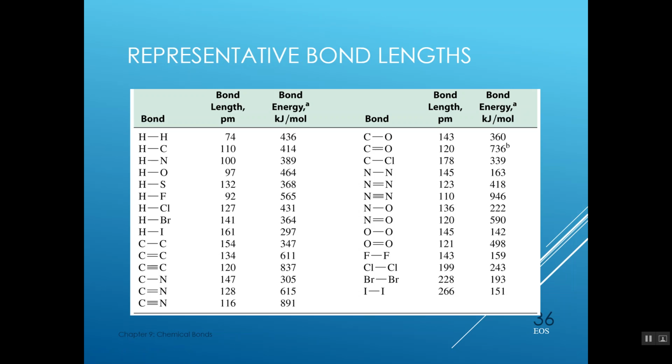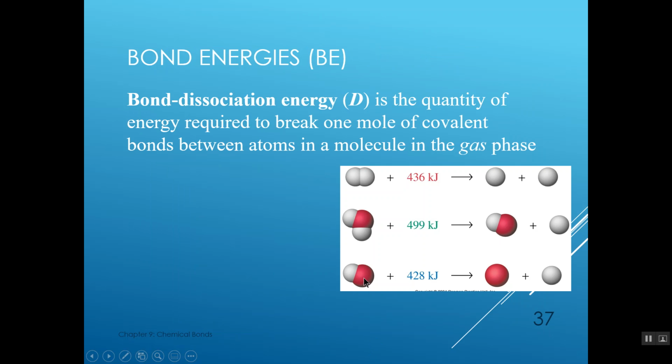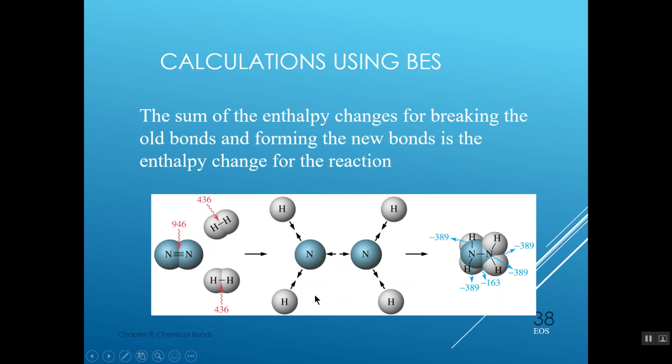Let me go back to the previous slide. That's how we get these bond dissociation energy values that are shown here for different molecules. Now one thing I want to say here is that bond dissociation energies are useful because they can be used to calculate the enthalpy change of a certain reaction, but there are some limitations with regards to its use and the accuracy of such calculations. What is shown here is a molecular model representation of this reaction.